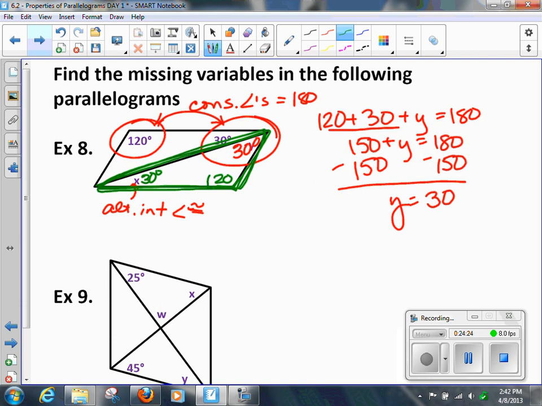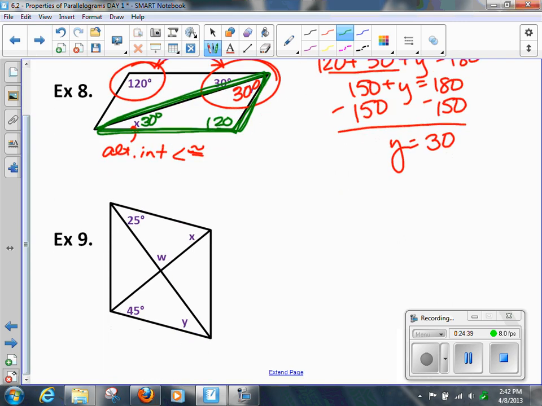So not only are we using what we know about parallelograms, we are using what we know about parallel lines. We're using what we know about triangles, and we're throwing it all in the same figure. Isn't this fun? I'm having a blast.